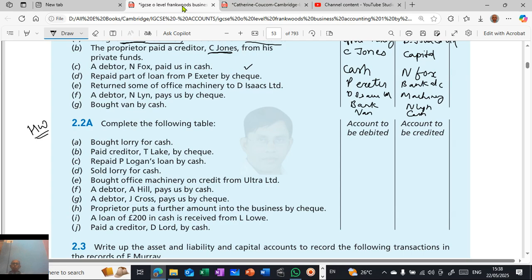Here, complete the following table: accounts to be debited, accounts to be credited. Bought lorry for cash. Paid creditor by cheque. Repaid loan by cash. Paid salary. Sold lorry for cash. Bought office machinery on credit from Ultra Limited. A debtor pays us by cash. A debtor J Cross pays us by cheque. Proprietor puts a further amount into the business by cheque. A loan of 200 in cash is received. Paid a creditor by cash. So try this question on your own.